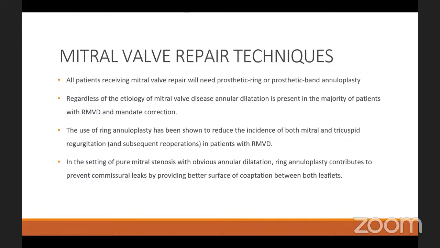So for the mitral repair techniques in rheumatic mitral valve disease, all patients will need to have a prosthetic ring or a band, because regardless of the etiology of the mitral valve disease in rheumatic heart disease, most of the patients will have annular dilatation. So the use of annuloplasty ring has been shown to reduce the incidence of both mitral and tricuspid regurg in patients with rheumatic valve disease. Also in the patient with pure mitral stenosis with obvious annular dilatation, the ring annuloplasty will help prevent commissural leak by providing better surface coaptation area for both leaflets.